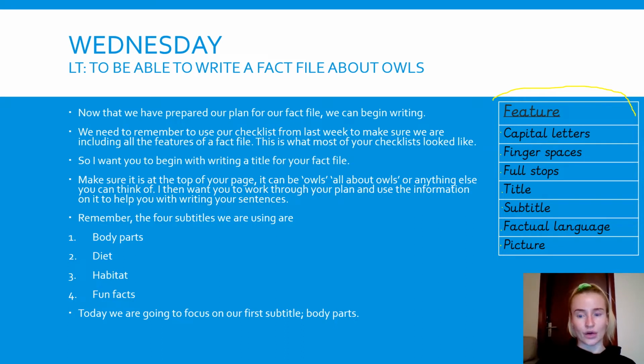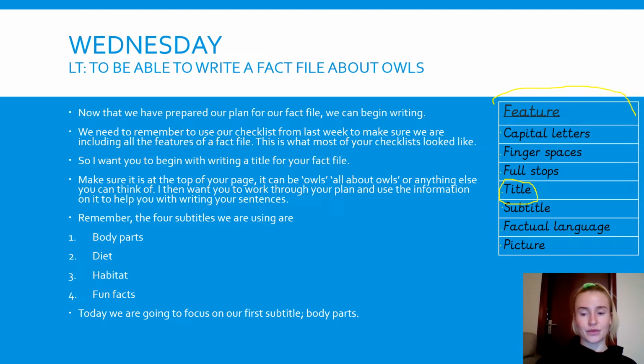Today we are going to move on to lesson 1 of our writing. Whenever you're writing a fact file, we need to include a title. Our fact file is about owls, so the title could just be "Owls" at the top of your sheet. You might want to write "All About Owls". Whatever you want, the title is up to you, but it needs to be something to do with owls, because that is what your fact file is about.